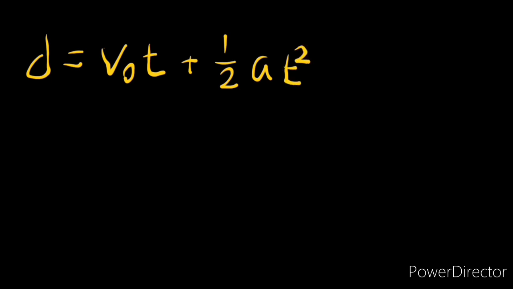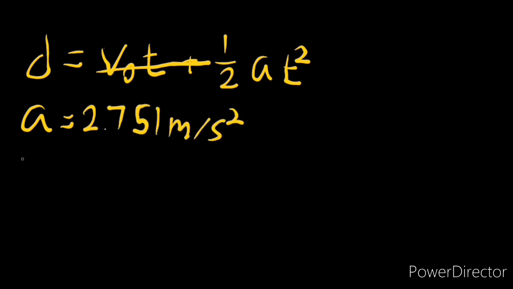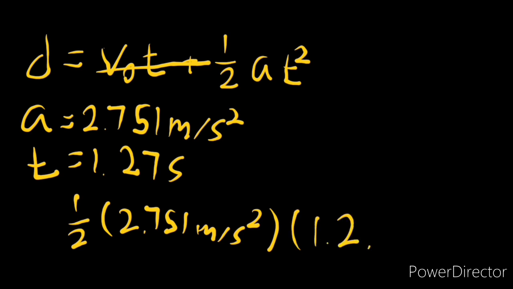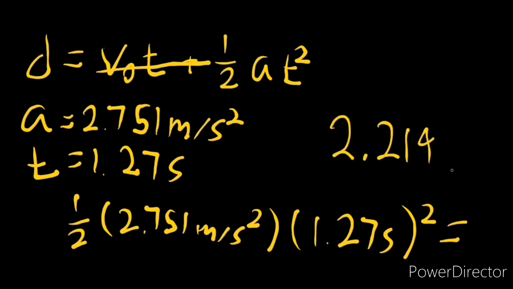Now, we're going to use distance is equal to initial velocity multiplied by time plus 1/2 acceleration multiplied by time squared. And then we get rid of the initial velocity multiplied by time because it is 0. So then we define acceleration is equal to 2.751 meters a second squared. Time is equal to 1.27 seconds. Then we plug them in, and we get 1/2 multiplied by 2.751 meters a second squared multiplied by 1.27 seconds squared is equal to a distance of 2.219 meters.